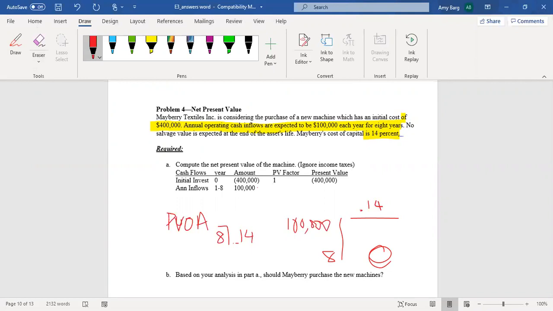For our purposes right now, I've already looked it up, so I'm just going to tell you what it is. It's 4.6389. Once you have that present value factor, you just multiply it by that payment amount, that $100,000, and you're going to get $463,890. So to get the present value factor, do you add up all the numbers from 1 to 8?